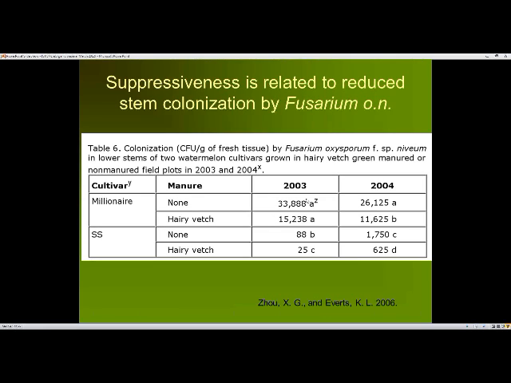So in a susceptible cultivar, you have more than 33,000 colony-forming units of the pathogen per gram of fresh tissue. When you grow that susceptible cultivar in hairy vetch, you reduce that by half. If you have a moderately resistant cultivar, you bring that number down considerably to about 88, and then reduce it by 2/3 when that resistant cultivar is grown in hairy vetch.